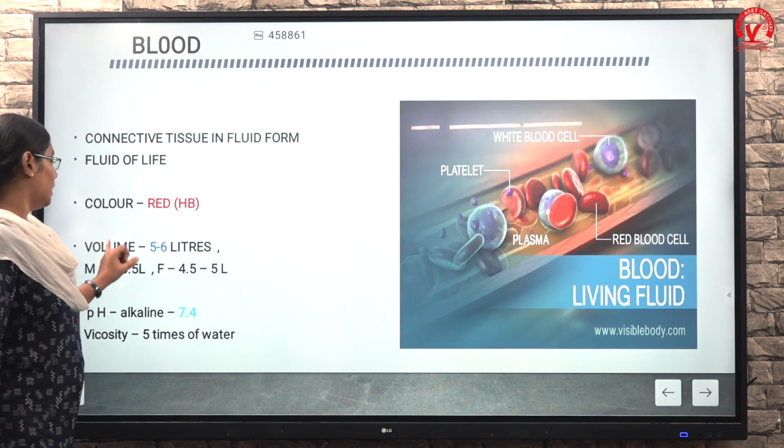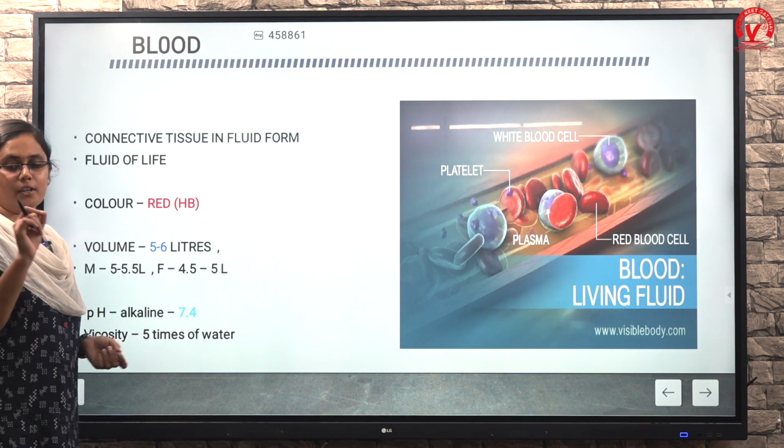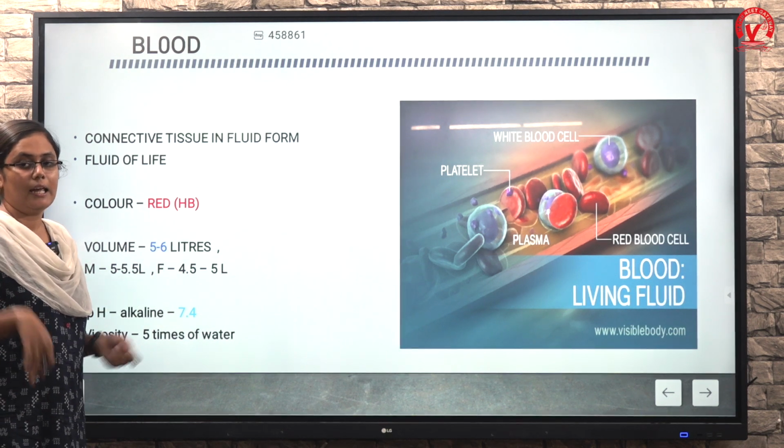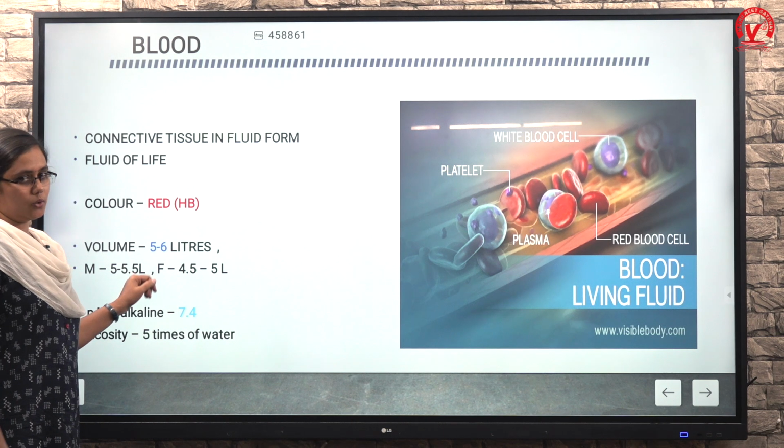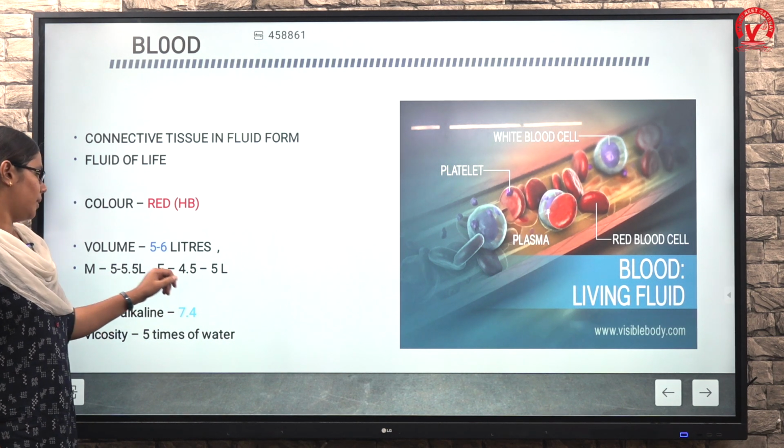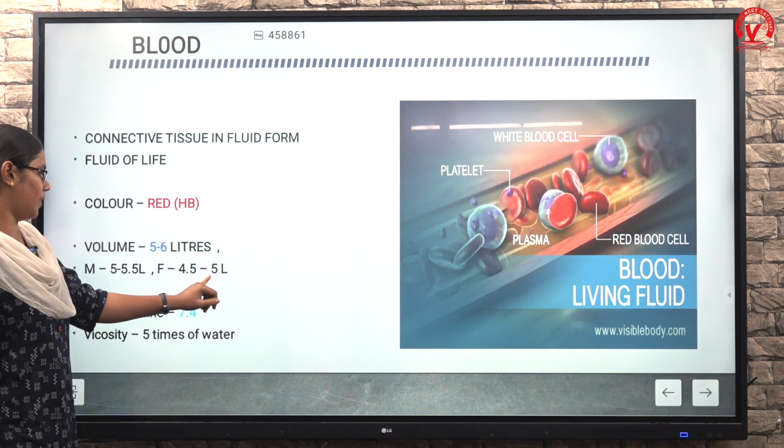In the human body, the volume of blood is about 5 to 6 liters approximately. In men, it varies from 5 to 5.5 liters, and in women it varies from 4.5 to 5 liters.